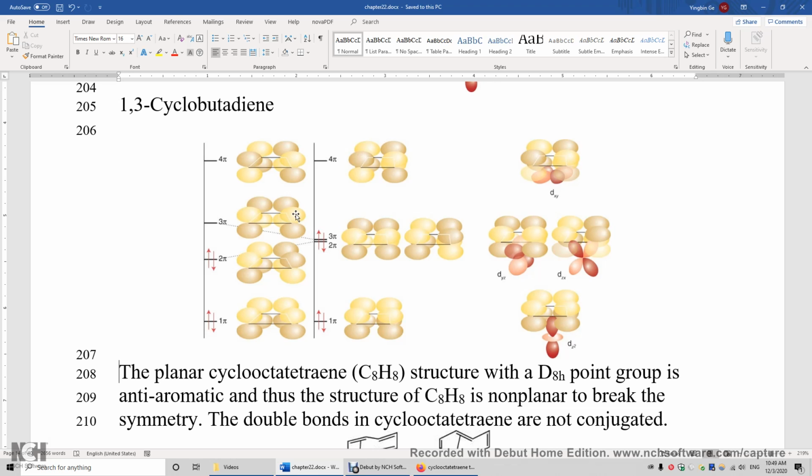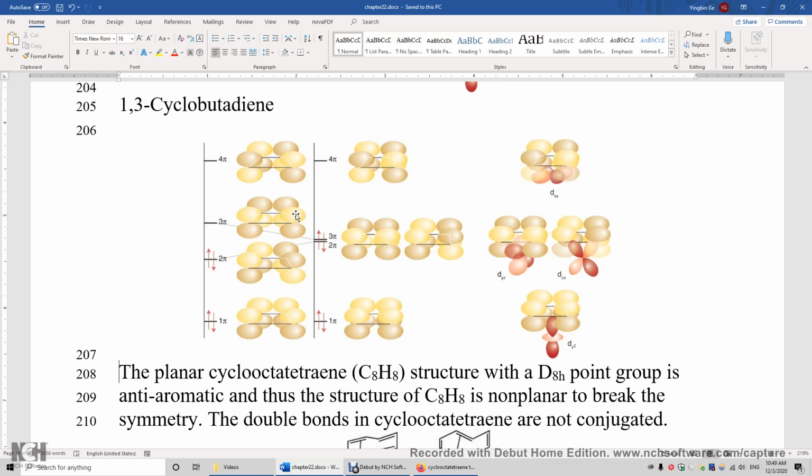If you have, for example, in this case, 1,3 positions, so you have double, single, double, single. If you have a total of 4n electrons, an integer multiple of 4, this ring structure is anti-aromatic. It's not stable at all. And if you have 4n plus 2 such p electrons in the conjugated network, it's aromatic, for example, benzene. And 4n plus 2 can be 2, 6, or 10.